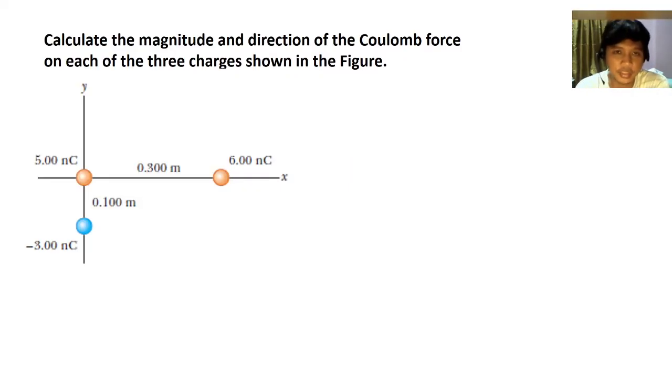Calculate the magnitude and direction of the Coulomb force on each of the three charges shown in the figure. So as you can see, we have three charges, one blue charge and two orange charges. Let's call the blue charge Q1.